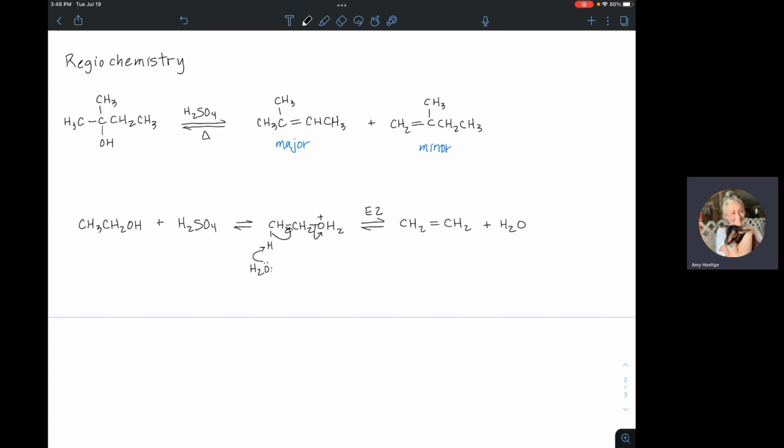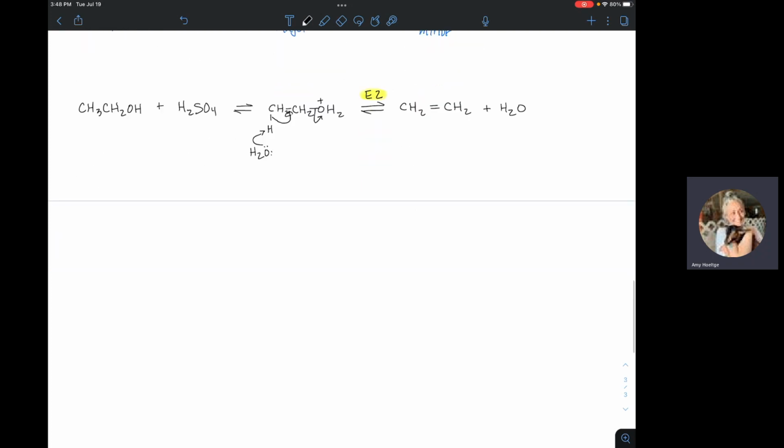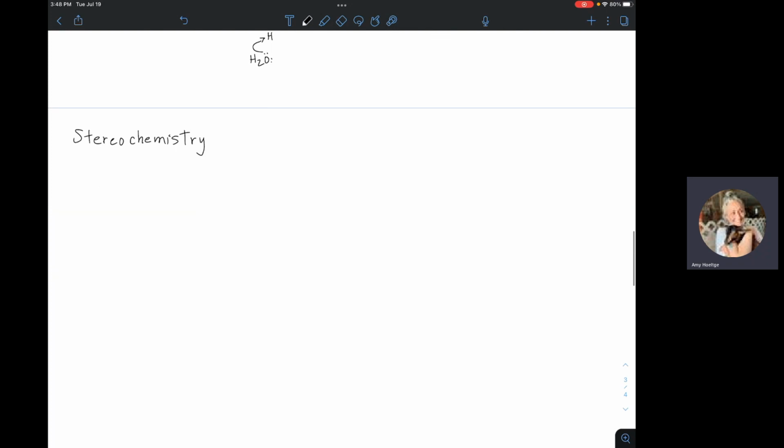Since we did regiochemistry, it might also behoove us to talk a little bit about the stereochemistry. We talked about regiochemistry. What about stereochemistry? That is cis-trans or E/Z, right?